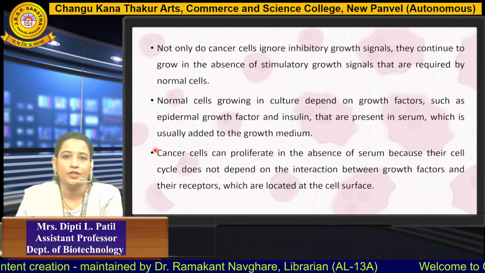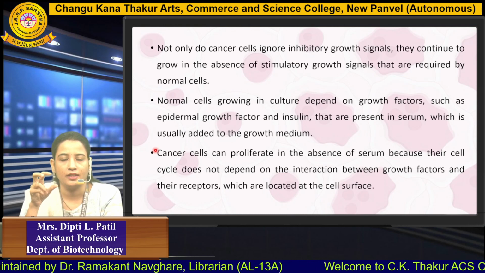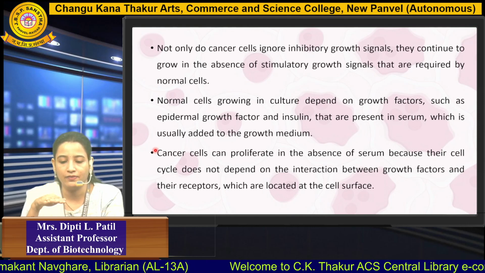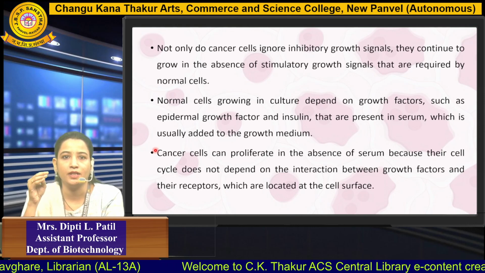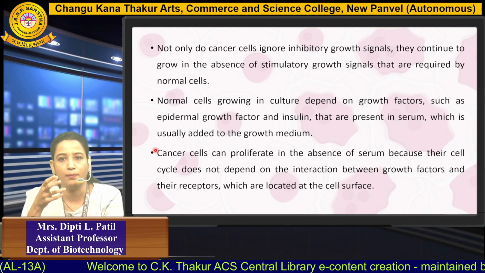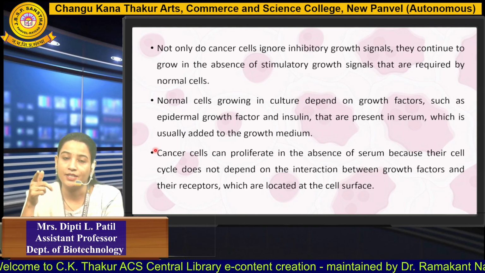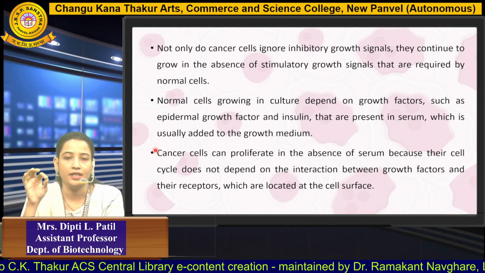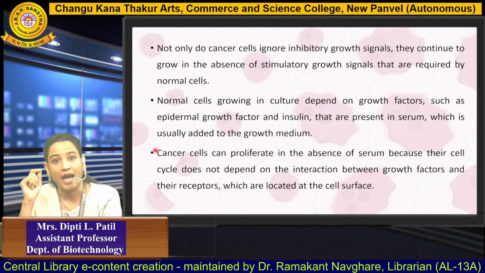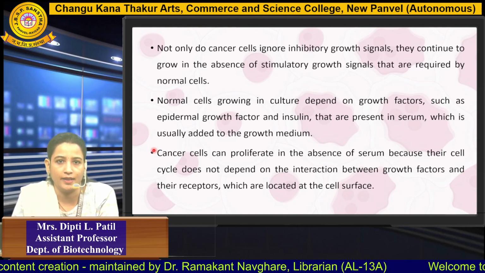What does that mean? Generally, normal cells respond to inhibitory growth signals. For example, if they form a monolayer because of depletion of nutrients or restriction of space on the plate, the normal cells suddenly stop dividing. But in the case of the cancer cell, they do not respond to any inhibitory growth signal. Along with that, even in the absence of stimulatory growth signals, cancer cells continue to multiply.